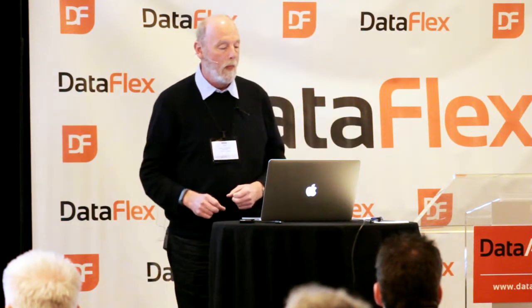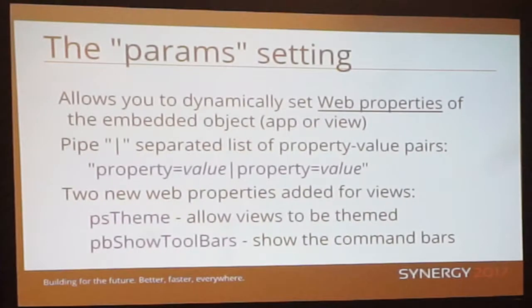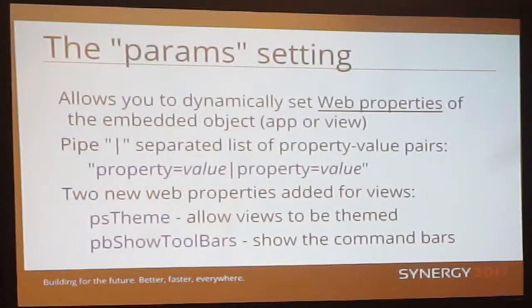So those params settings, which allow you to set the web properties of an embedded object, either the app, usually the app, or the view, and the pipe-separated list, as I said. And 2 new web properties have been added for views. If you're just embedding a view rather than a whole application, a view now has a PS theme property and a PB show toolbars property if you use the subclasses within the library. Because frequently, if you want to show a view, you don't want to show the toolbars because you're not going to let them navigate to anywhere else because you're just showing them one view. So let's have a look at that and see how that works.